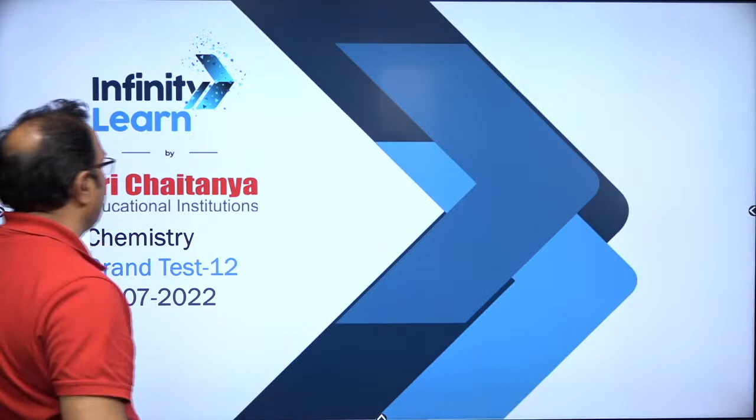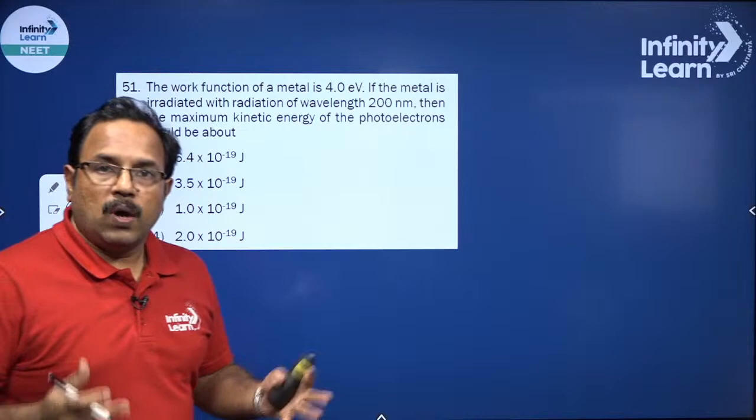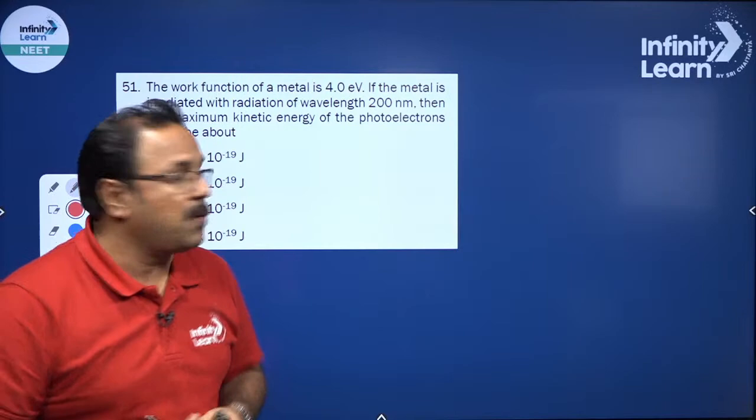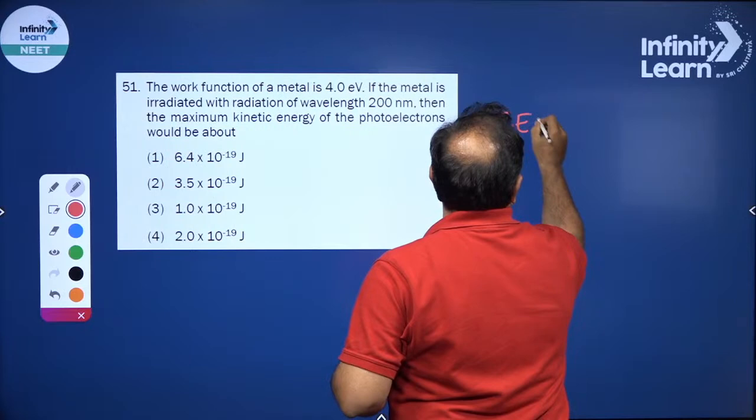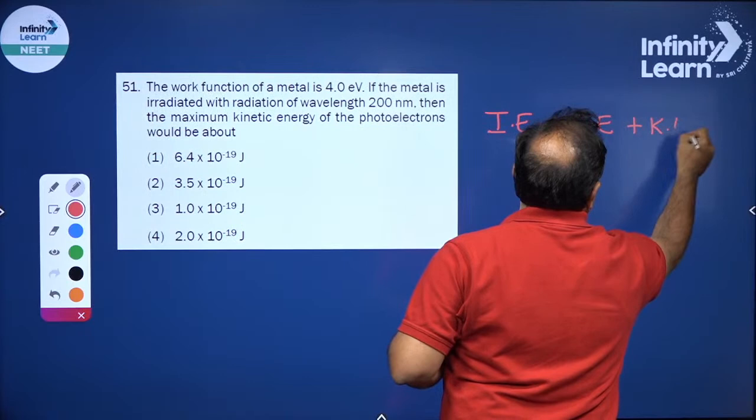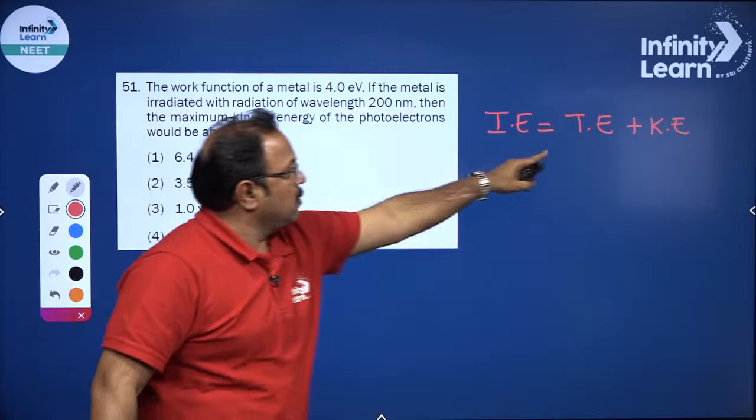Work function of the metal is 4 electron volts. You have the concept of photoelectric effect. When the incident ray falls on a metal, it ejects the electrons. What is the condition we have here? Incident energy is equal to threshold energy, which is nothing but work function, plus kinetic energy. So here the work function of the metal is given, that is the threshold energy, which is also called the work function.